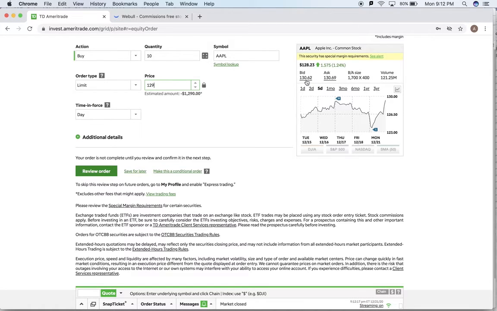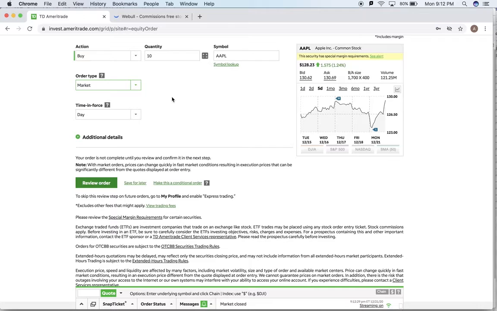Now, if the stock price goes to 129, it would execute my order, but only up until it goes to 129. However, if I were to make a market order, then my order would execute at that market price, whatever that price is. So that's the difference between limit and market.